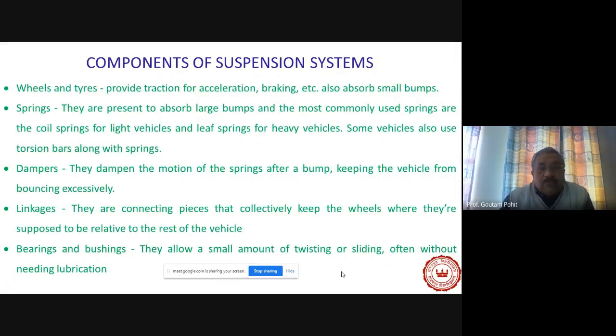Dampers. This is a very essential part of a suspension system, and these dampers may be passive, active, or semi-active dampers. They dampen the motion of the spring after a bump and keep the vehicle from bouncing excessively. Basically, it takes away the energy which is being given to the car through the undulation of the road. And there are some linkage mechanisms, bearings and bushings to sustain the entire thing.